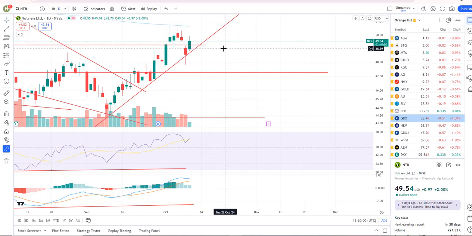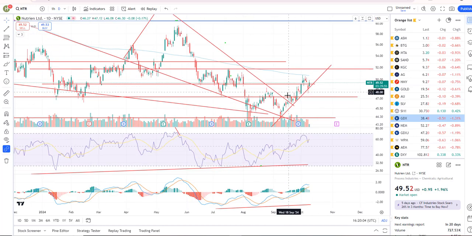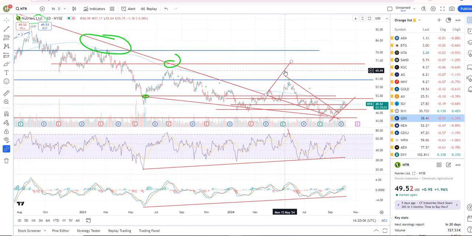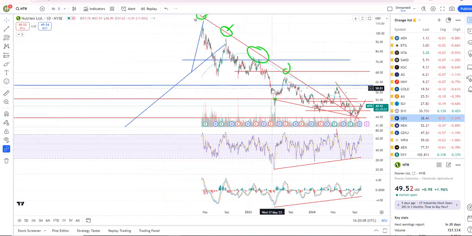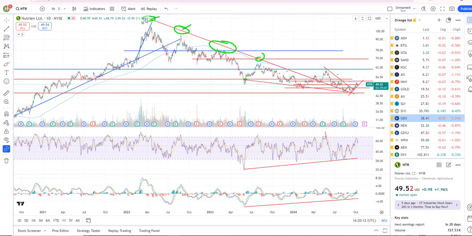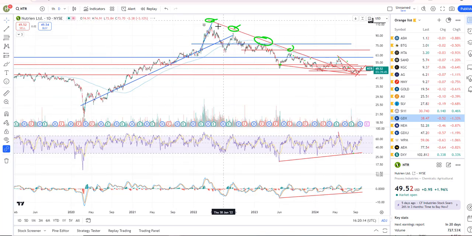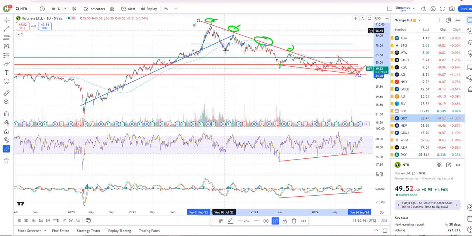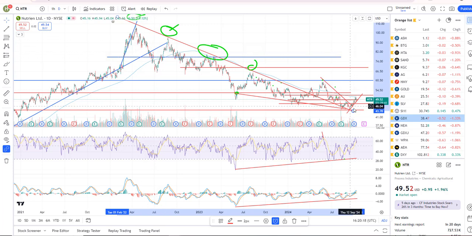So NTR, this one looked like a very good long today, bouncing pretty decently. The bigger picture that I have on this one, let me clean this up. All right, there's your daily chart. My lines keep moving on me on some of these charts. I'm not exactly sure why, but let me line those up. There we go.